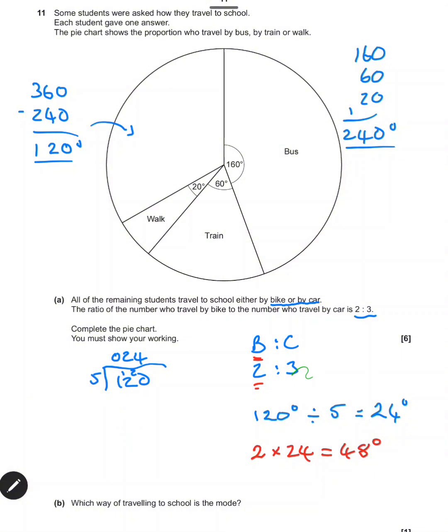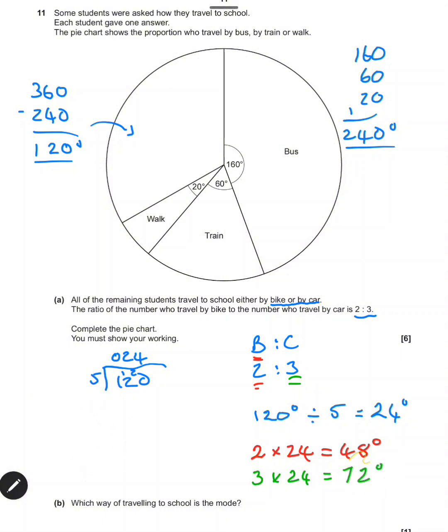And the car part of this ratio is 3 parts. So I need 3 lots of 24. Just going to add 24 onto this. 48 add 4 is 52. Add the 20, 72. So that's the angles that I need to draw.